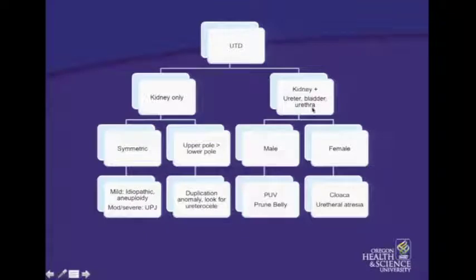What if it's affecting more than the kidney? Then I think it's important for the next step is to look to see if it's a male or female. Male fetuses will have posterior urethral valves more commonly than prune belly, but that's the big differential. Female fetuses are more likely to have cloaca than urethral atresia. So the fluid-filled structure in the female is less likely to be a dilated bladder and more likely to be a dilated vagina and a cloaca.